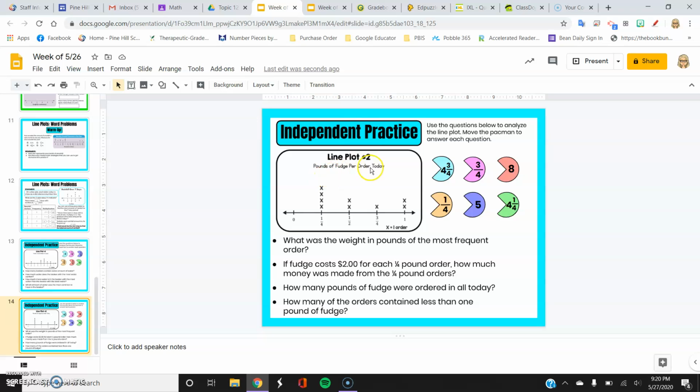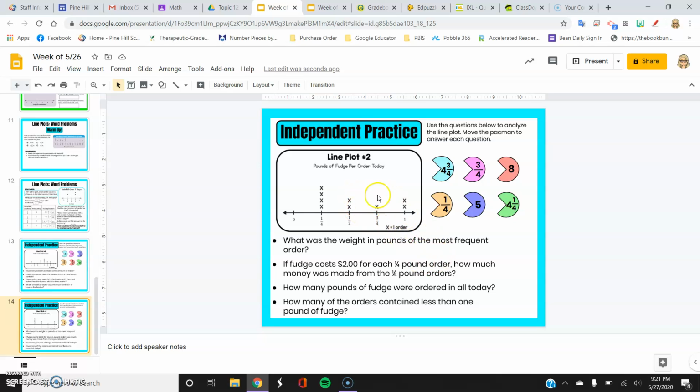And the second one, pounds of fudge per order today. So it's like a candy shop, and people come in and order fudge. So how many pounds of fudge was ordered? So X equals 1 order. So each X is 1 order. Maybe like one person that came in and ordered 1/4 pound. And then someone else came in and ordered 1/4 pound. And then someone else came and ordered 1/4 pound. So 4 people ordered 1/4 pound. Or 2 people ordered 1/2 pound each.